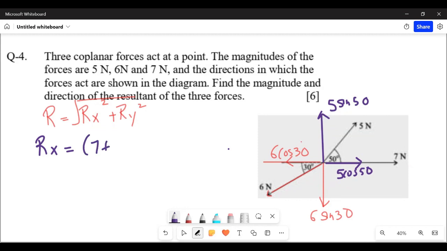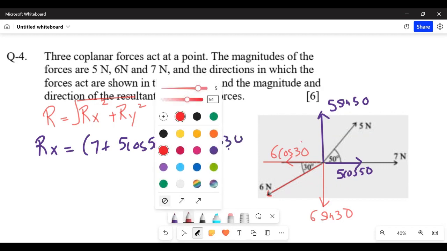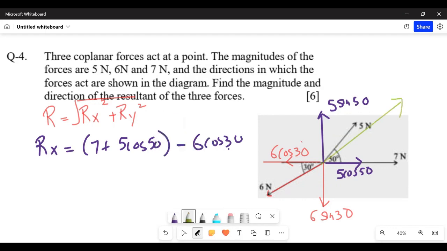7 plus 5 cos 50 and minus 6 cos 30. So I'm actually saying then that the resultant force is in this direction there. If I'm saying that that's Rx, that's the direction of Rx because I'm taking the right forces first and then subtracting it from left force. But if this answer of mine comes out to be negative, that means Rx is actually in this direction. And I was wrong to take 7 and 5 cos 50 first and 6 cos 30 later.